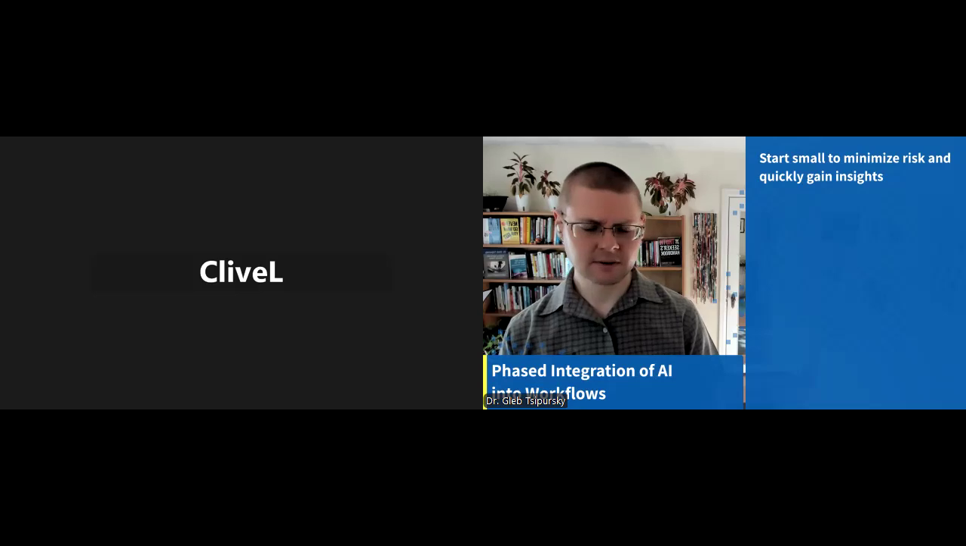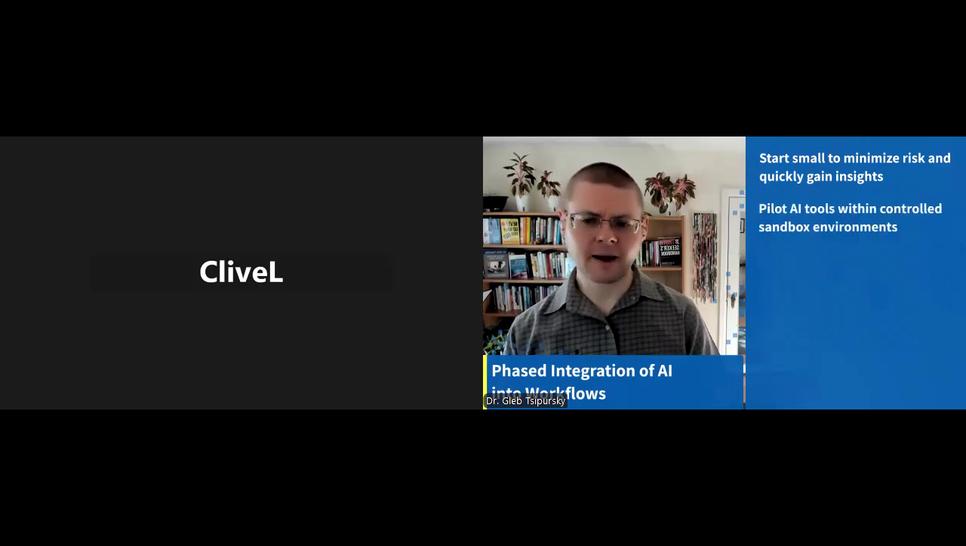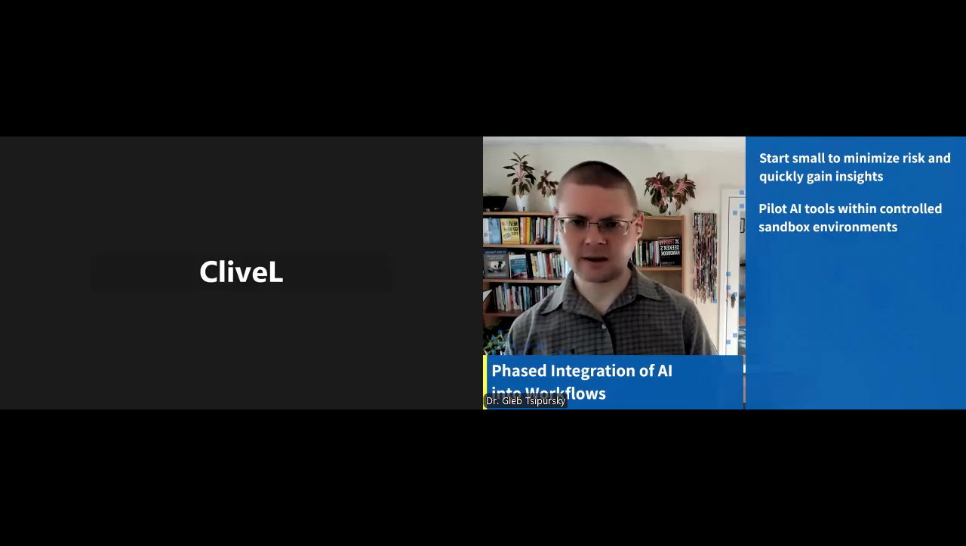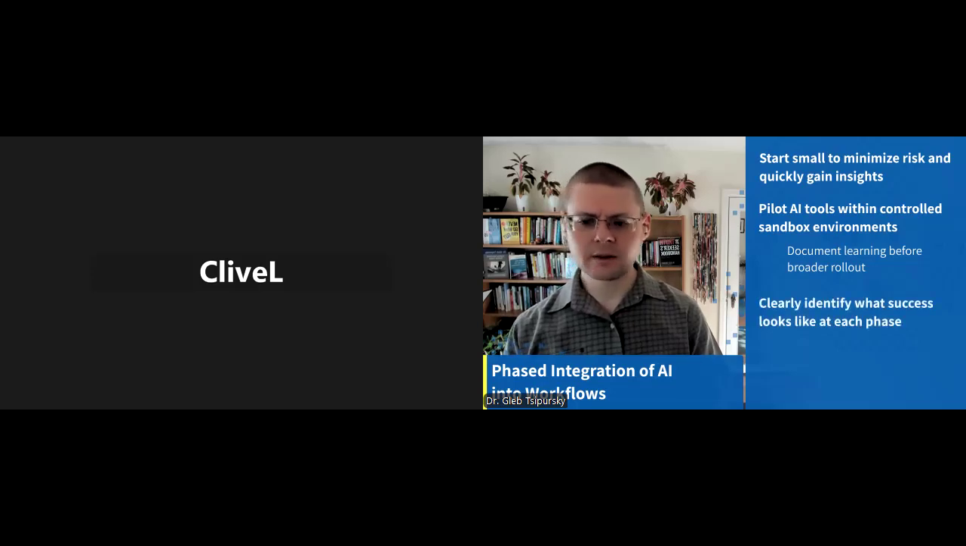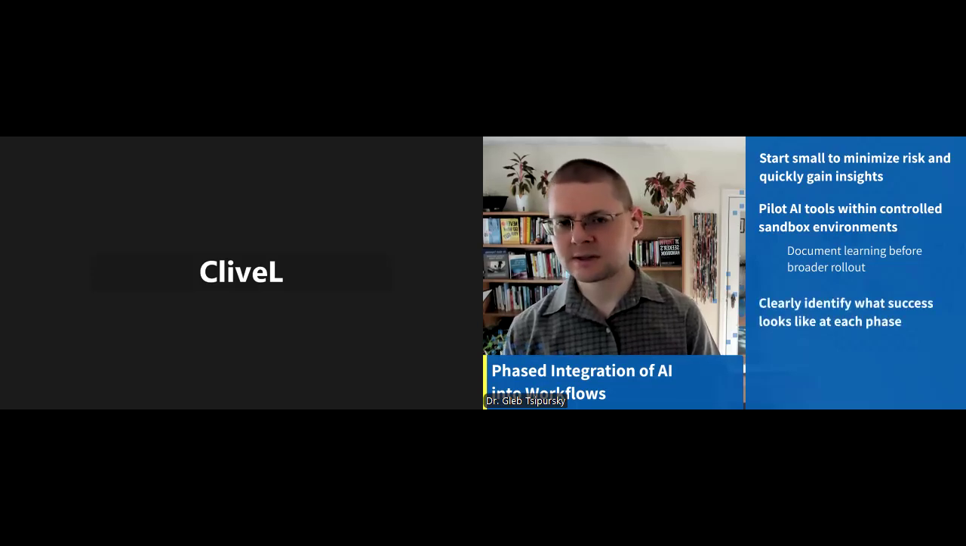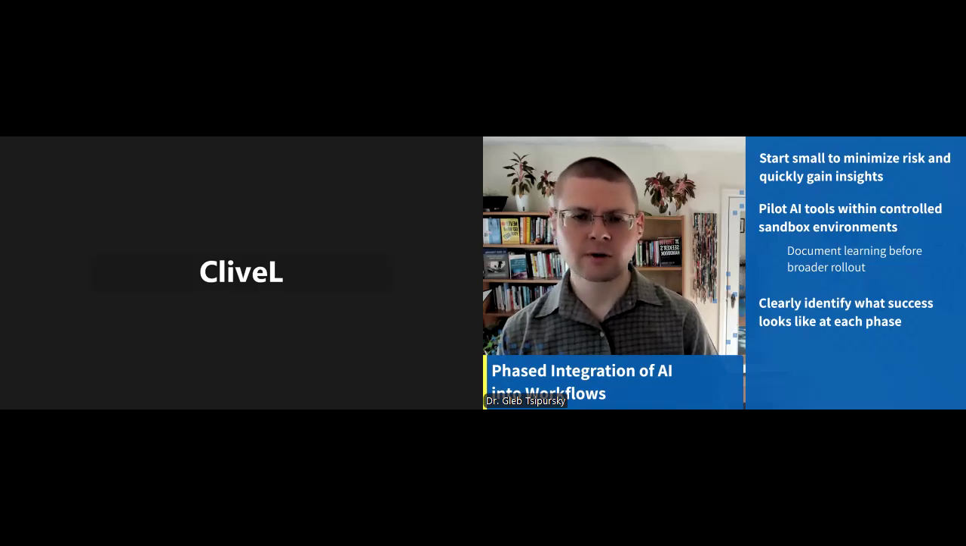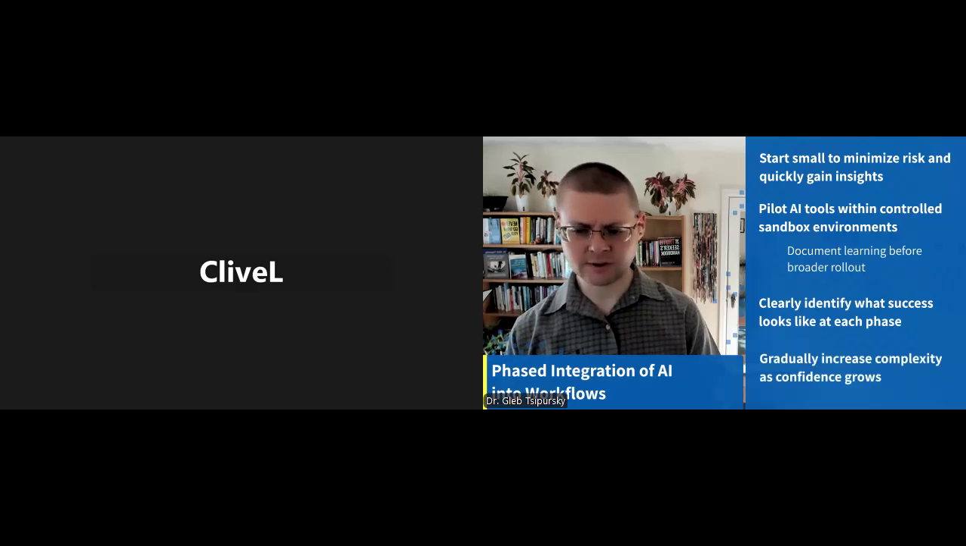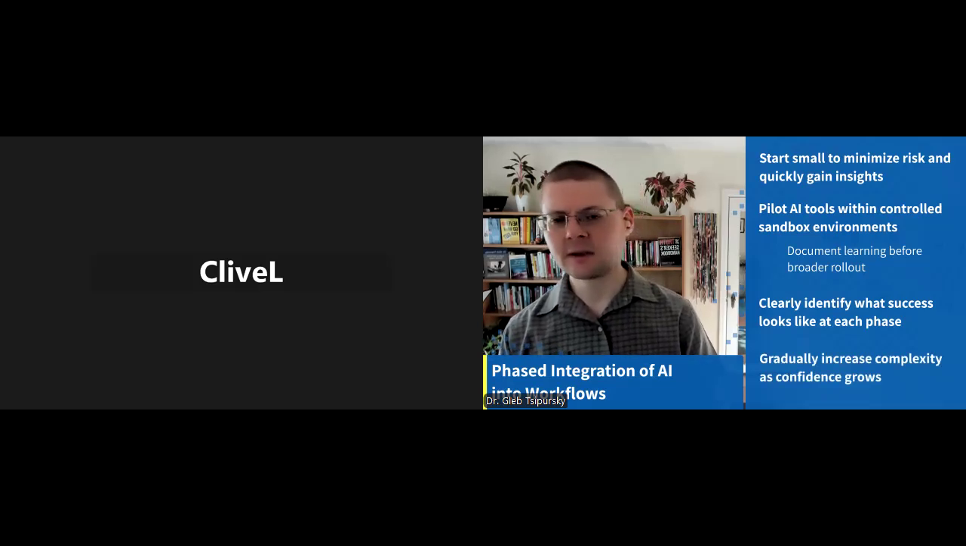Phase integration. Start small to minimize risk. That's going to be getting your pilot projects, and then it will help you gain some insights on what you're doing. Have those pilots within controlled sandbox environments. So have small scale build outs. Document the learning before having a broader rollout. Clearly identify what success looks like at each stage so that you know, okay, here's what success looks like at this stage, with good metrics. And you'll gradually increase complexity as your confidence grows.